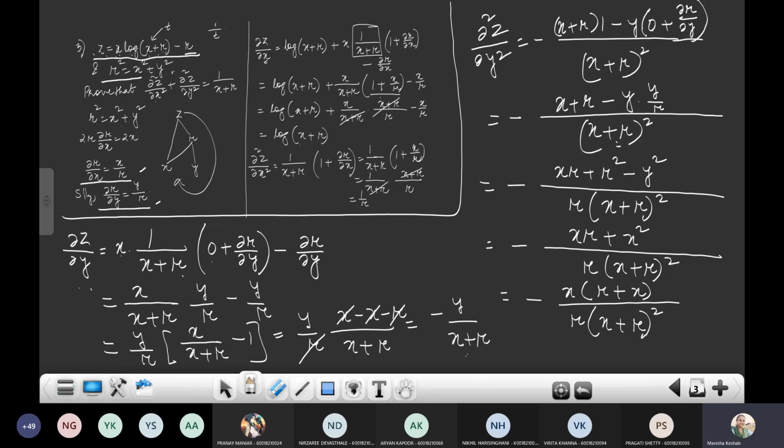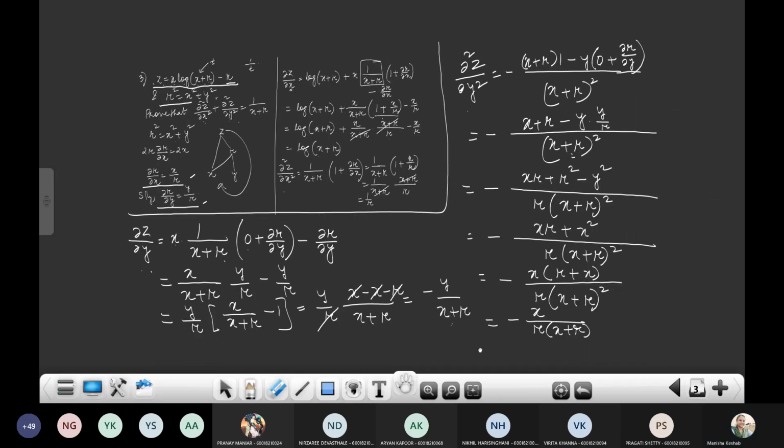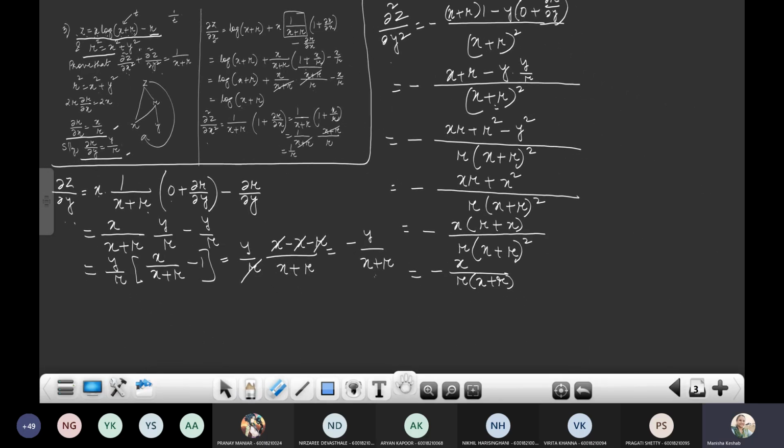8x plus r will get cancelled. Yeah. So 1x plus r will be cancelled. So minus x upon r into x plus r. Now this is my del square z, del y square. Now I'm going to add these two because I have to add these two. So now let us add these two. And then let us see what we will get.